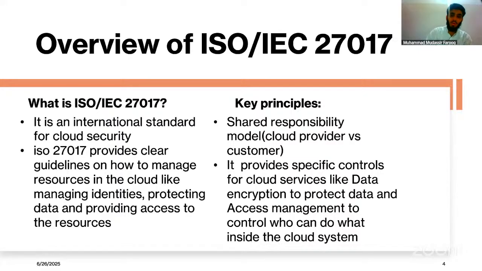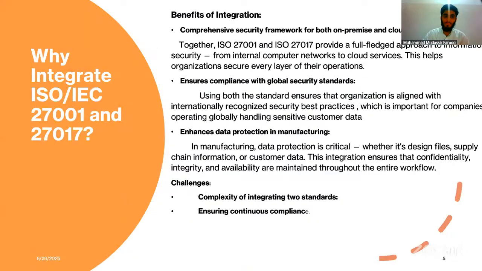Now let's talk about ISO 27017, which is an international standard for cloud security. It provides clear guidelines on how to manage resources in the cloud, like managing identities, protecting data, and providing access to the resources. One of the key principles of ISO 27017 is the shared responsibility model, and it also provides specific controls for cloud services like data encryption to protect data and access management to control who can do what inside the cloud system.